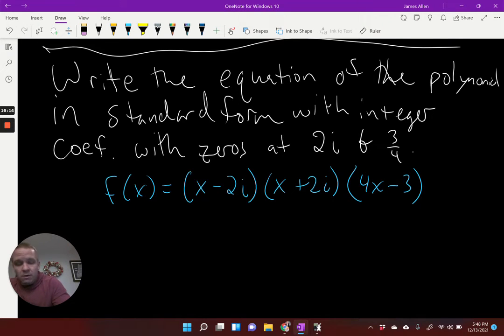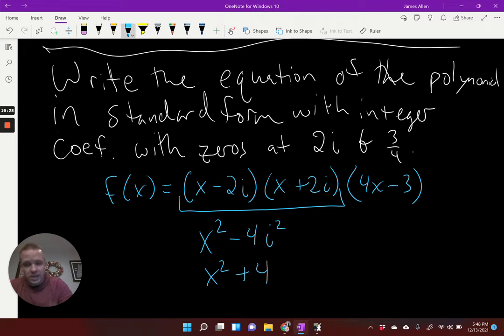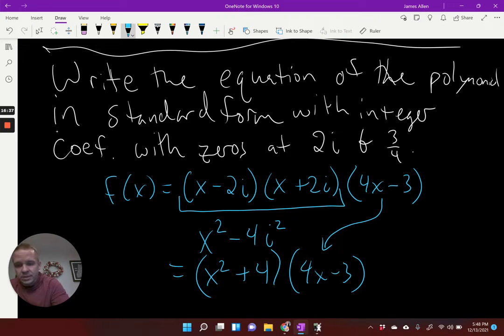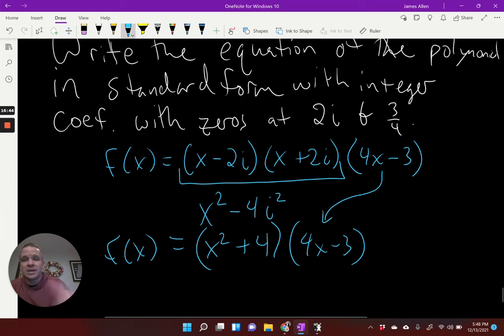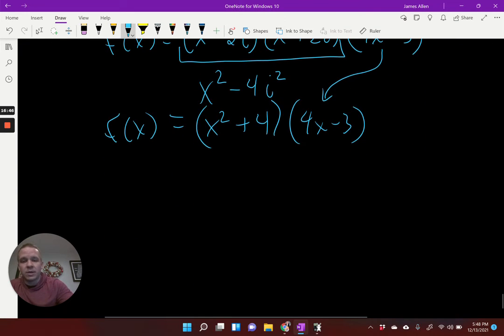So let's do it. First thing I'm going to do is multiply these two together, okay? And when I do that, I end up with x squared minus 4i squared. So we get x squared plus 4, right? i squared is negative 1, so that becomes plus 4. And then I'll bring that other guy right down here, 4x minus 3. This right now is considered to be factored form. So had the question asked for factored form, we're done. That's my answer.